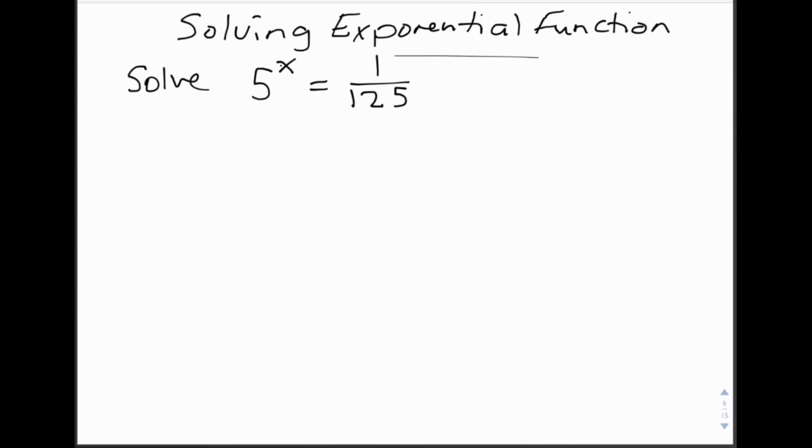Okay, so next we're going to go ahead and look at solving some of these exponential functions. We looked at graphing them, but sometimes we need to solve for x within an exponential function. So let's go ahead and go through some steps in order to find out what this x is. So our problem says solve 5 raised to the x, and it's going to be equal to 1 divided by 125.